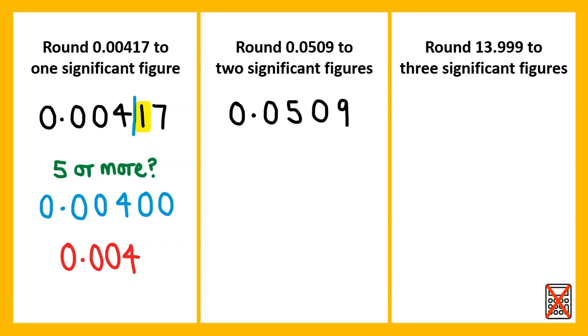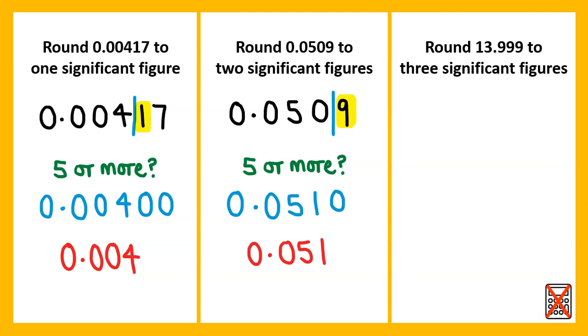Next, we're rounding 0.0509 to two significant figures. The 5 is my first significant figure, and zeros at the beginning of the number are not counted as significant figures, but when you have a 0 in between other significant figures, then that does become significant. So my second significant figure is this 0 in between the 5 and 9. So looking at the next number and deciding whether it's 5 or more, which in this case it is, so we'll round this number up by changing the number before the rounding line to a 1, and everything after the line change to 0, leaving us with our answer of 0.051.